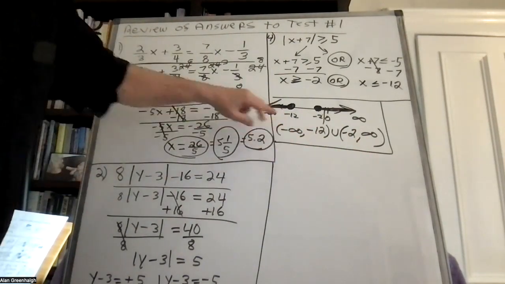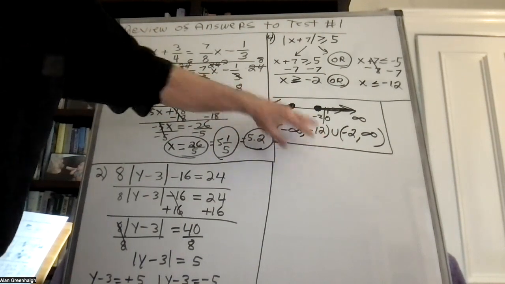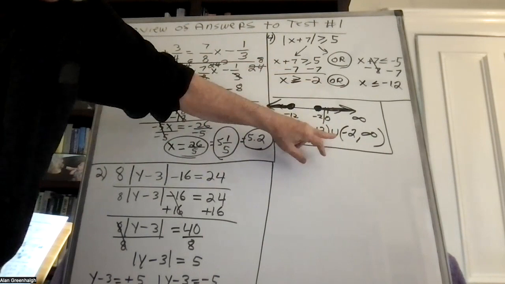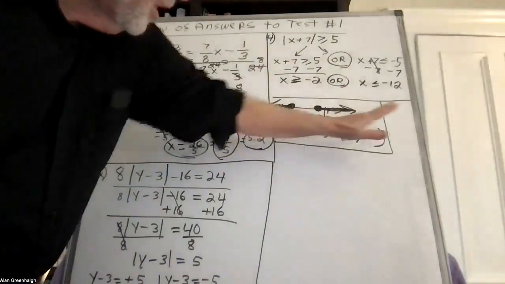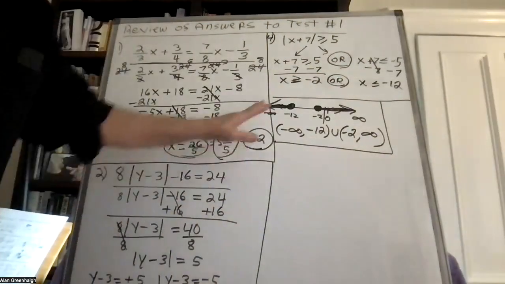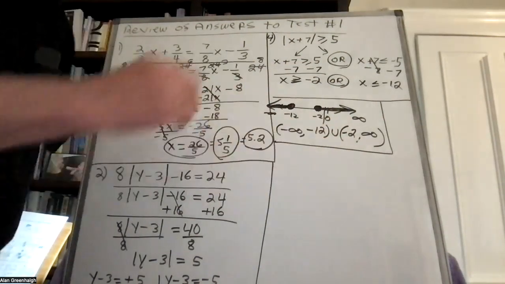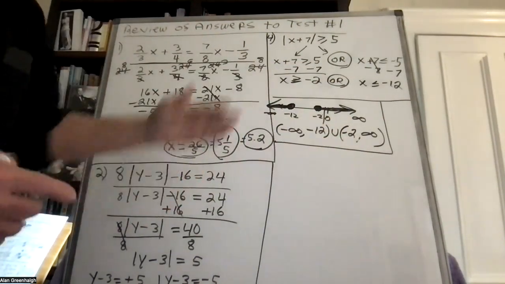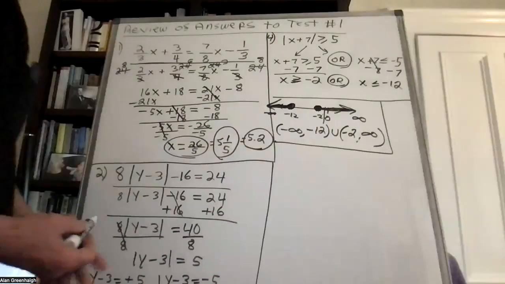Starting with negative infinity on the left, and then -12, and then -2 to infinity going off in that direction. That's what it should look like. This shouldn't be over here and that over there. They shouldn't be backwards. This is the way it's supposed to be. And actually, this is not the right answer.